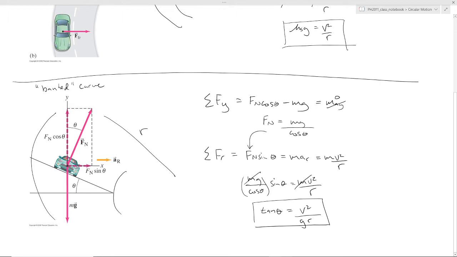And the thing that's cool about this is that it isn't making use of friction at all. So this is centripetal acceleration provided just by the banking angle.